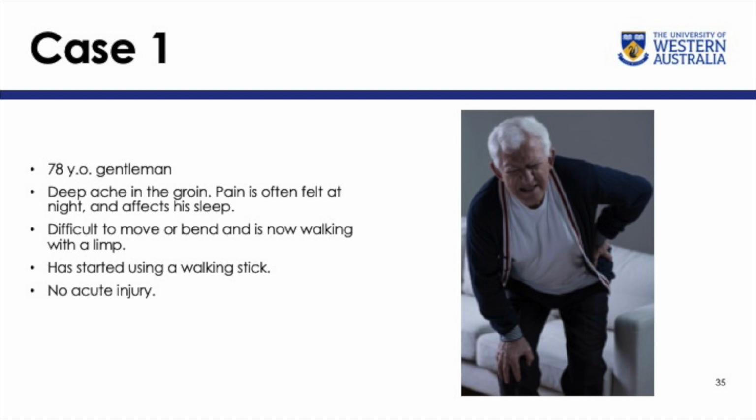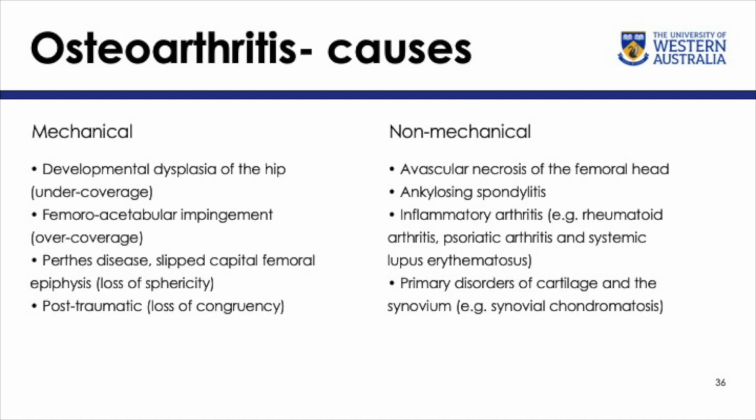The most common cause for his pain is going to be osteoarthritis. Nowadays, when we talk about the causes for osteoarthritis, we can separate them into mechanical and non-mechanical causes. Some of the mechanical causes that lead to osteoarthritis over time: developmental dysplasia of the hip, which is under coverage of the femoral head by the acetabulum. Conversely, over coverage, which we see with femoroacetabular impingement, can also lead to osteoarthritis.